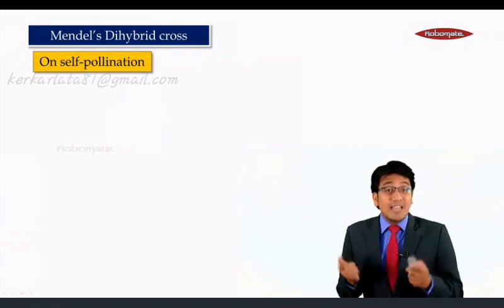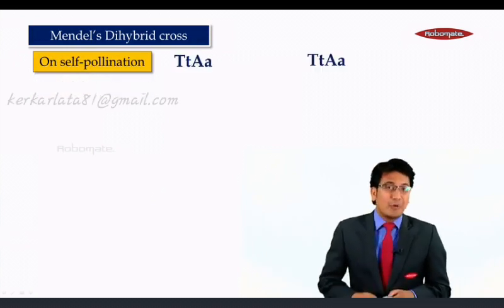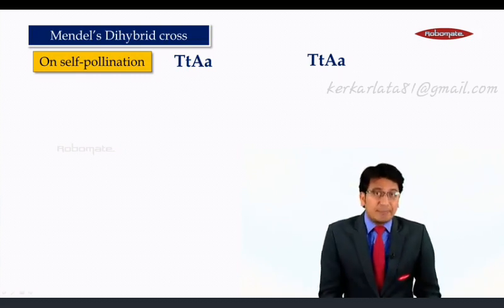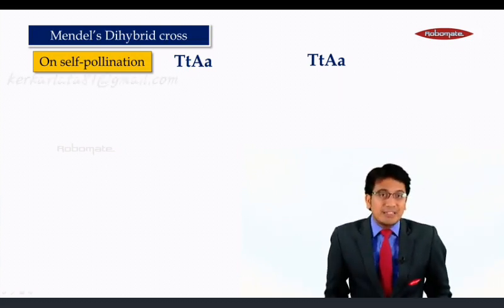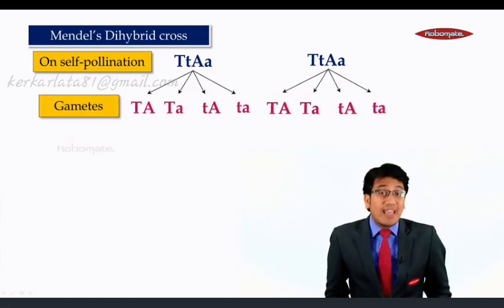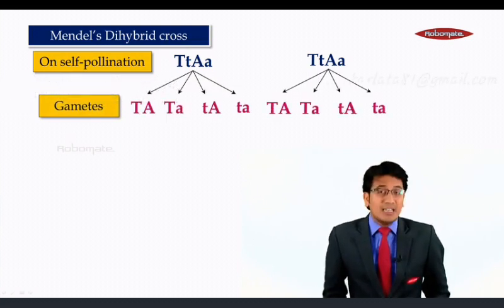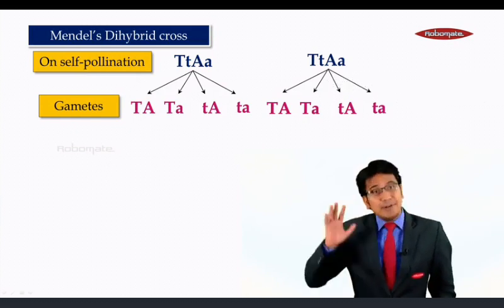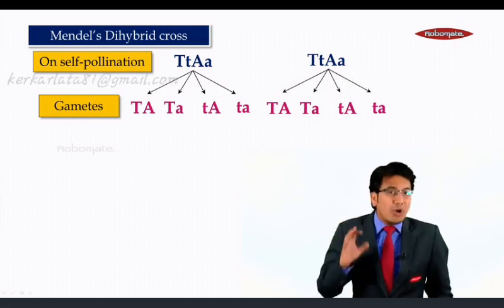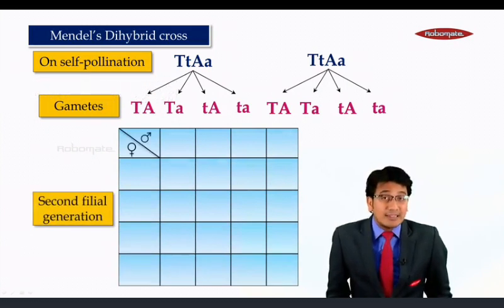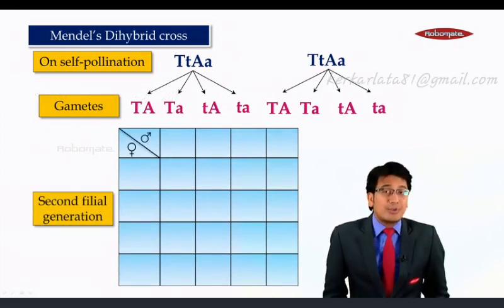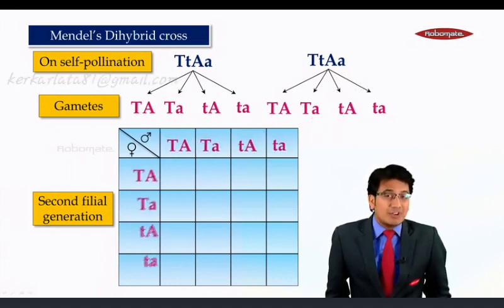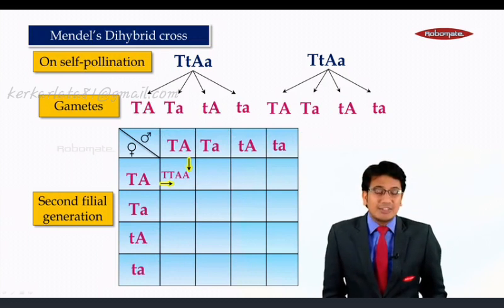Now, he self-crossed the results of the F1 population. So when he self-crossed capital T, small t, capital A, small a with capital T, small t, capital A, small a, the gametes were capital T, capital A, capital T, small a, small t, capital A, and small t, small a. After that, he drew the Punnett square and he placed the male gametes and the female gametes accordingly. And then he started crossing them.